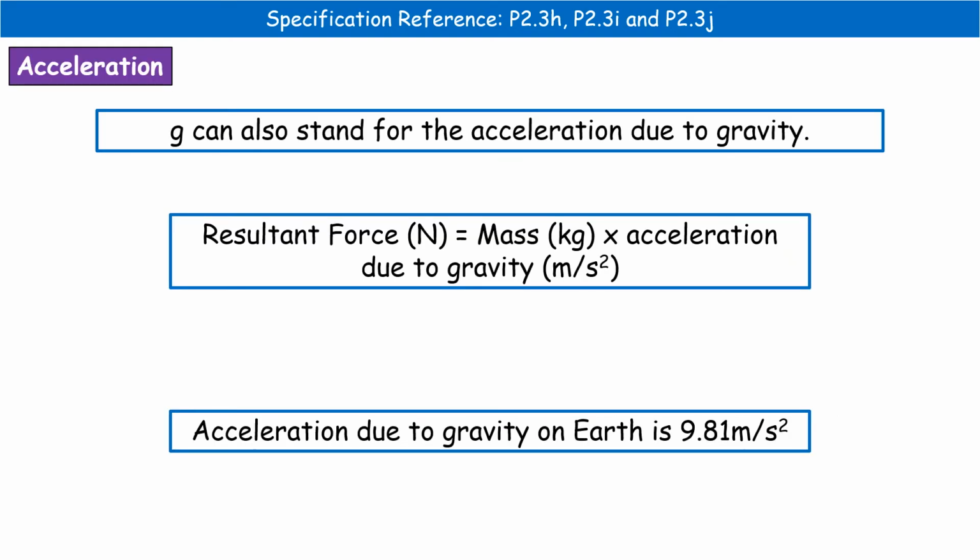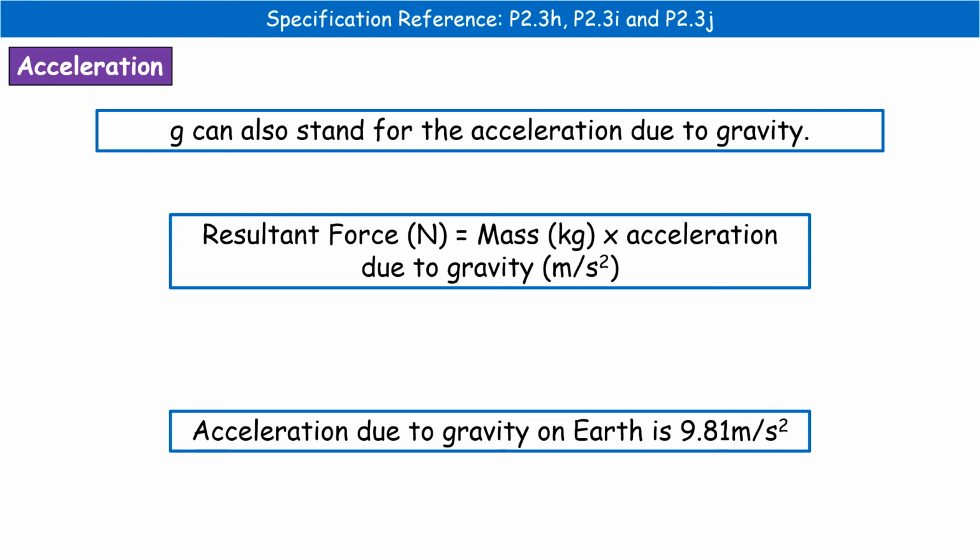The next calculation we need to know then is about our acceleration due to gravity, because that G can also refer to the acceleration due to gravity. Now, if we have a look, resultant force is the mass in kilograms times the acceleration due to gravity. What we're doing here is just mass must be kilograms, watch out for that being in grams, and then we just multiply it by the acceleration due to gravity.